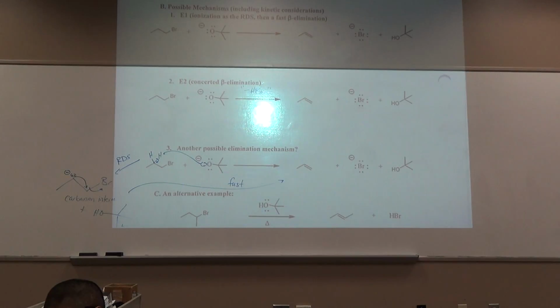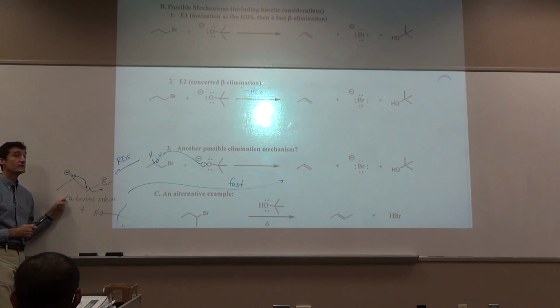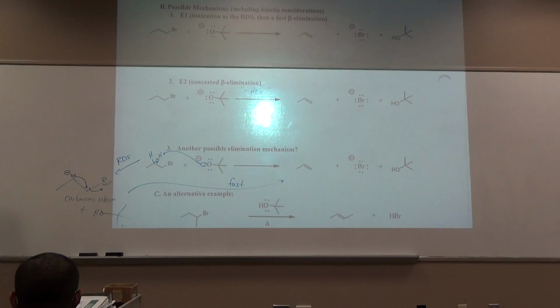It does, yes. What's the rate determining step of E1? Ionization. Ionization of the leaving group. Leaving group leaving. Yes. Does the leaving group leave in the rate determining step of E2? Yes. But look at this. In this mechanism, does the leaving group leave in the rate determining step? No, it does not. And that's important when you assess and understand mechanisms.